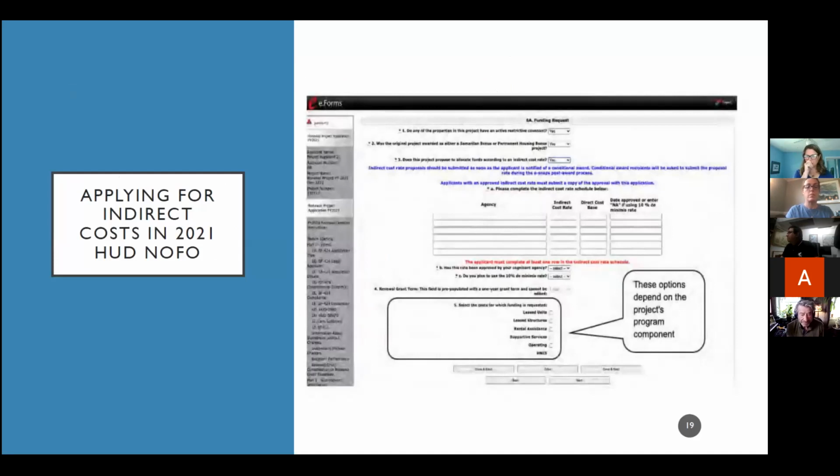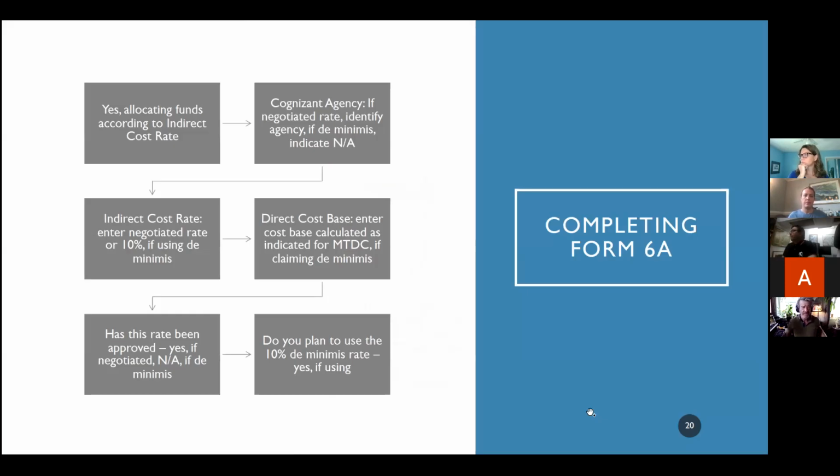Okay, so I'm sorry that this is not as easily seen. If you're going to apply for indirect costs in this grant cycle, you do it by this form, the 6A funding request. I just took these screenshots from the detailed project instructions. But basically it's that question 3, does the project propose to allocate funds according to indirect cost rate? And if you want to do it, you have to say yes in that box. Let's go on to the next slide, because I've given some more detail as to how you complete these.